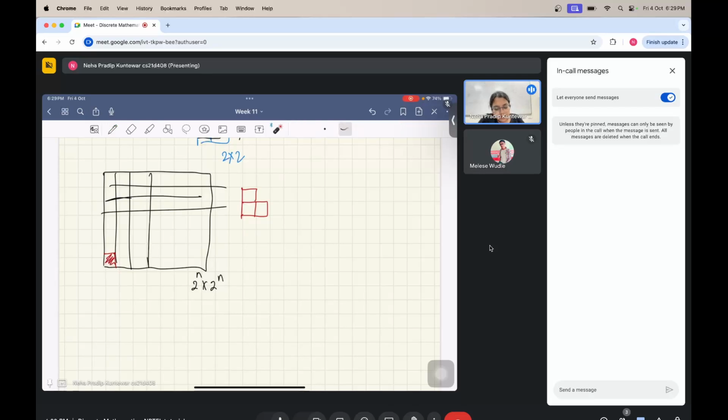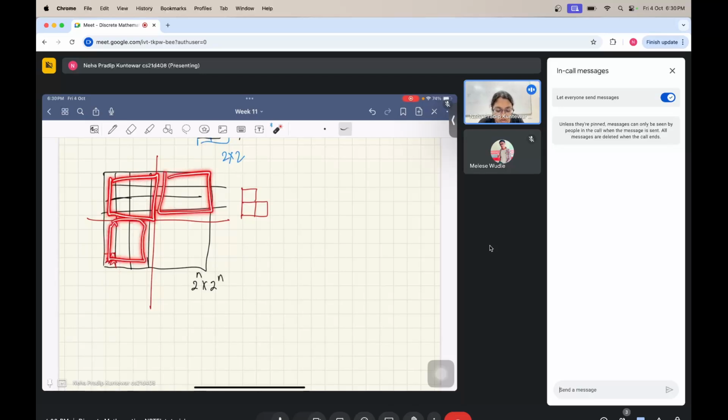Okay, so let's understand how to solve this. Let's think of this 2 to the n cross 2 to the n checkerboard, and let's divide this into two parts, like that. So what you have now, you have divided it like this and like this. So now you have four checkerboards like that.